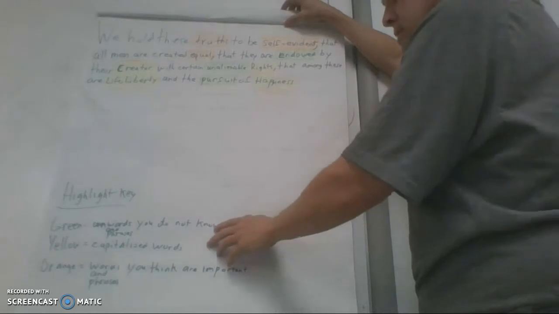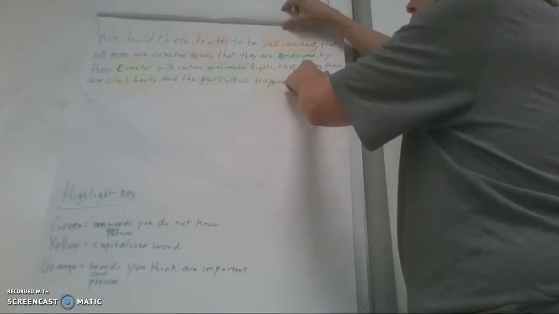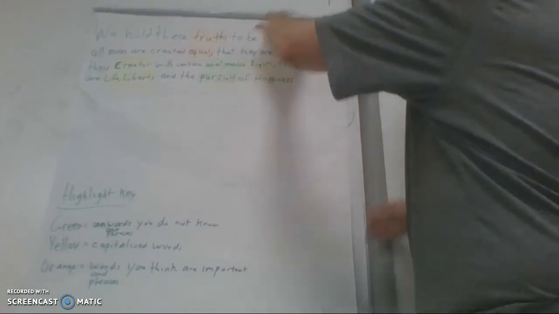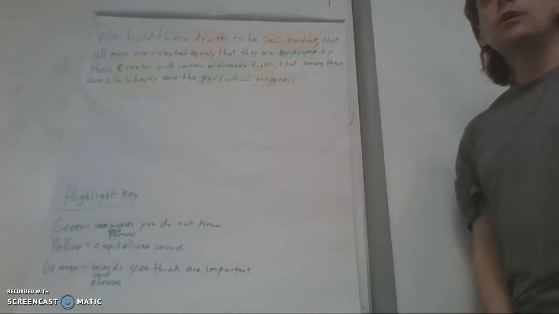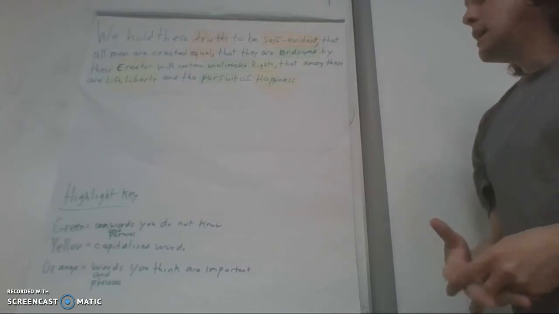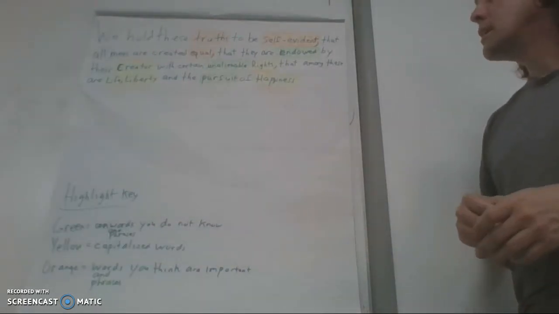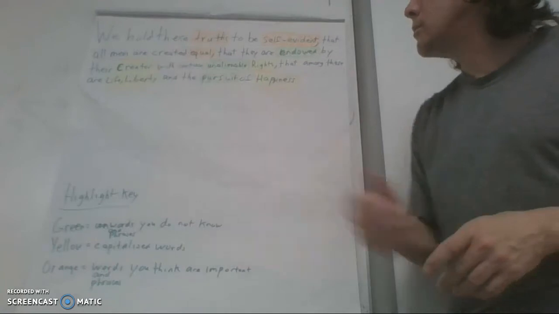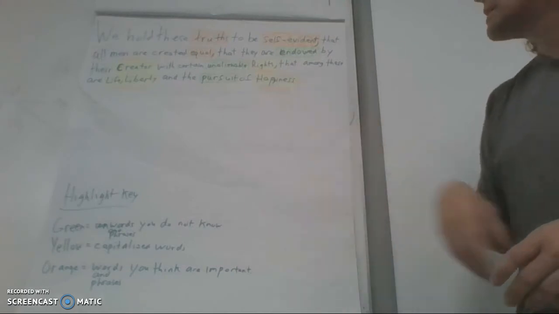Now, for my greens, I did words that you do not know. I'm not quite sure about the words endowed or unalienable or pursuit. So what do we do when we do not know a word? That's right. We go ahead and look it up in our student dictionaries so we can see what that means. And finally, I did my yellow with my capitalized words. Remember, these are words that the people who wrote it thought were important. So the word Creator, the word Rights, the words Life and Liberty, and the word Happiness.